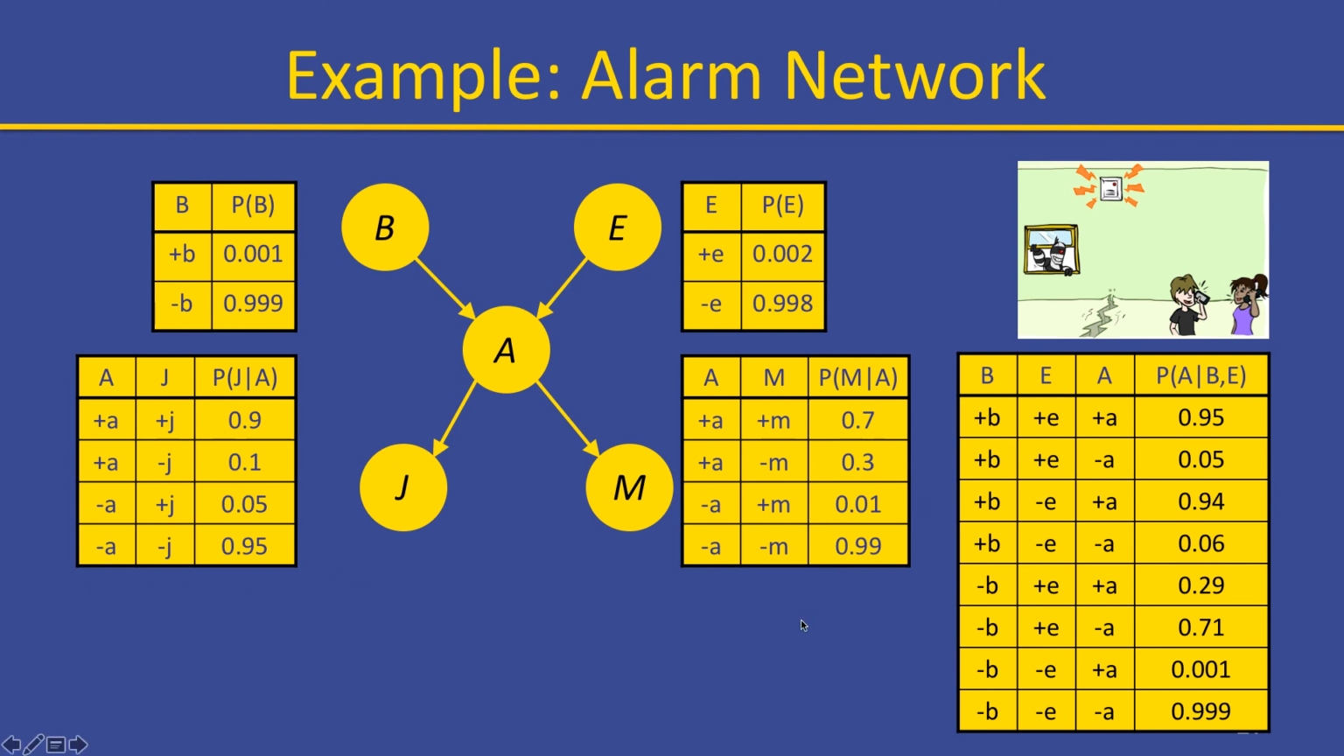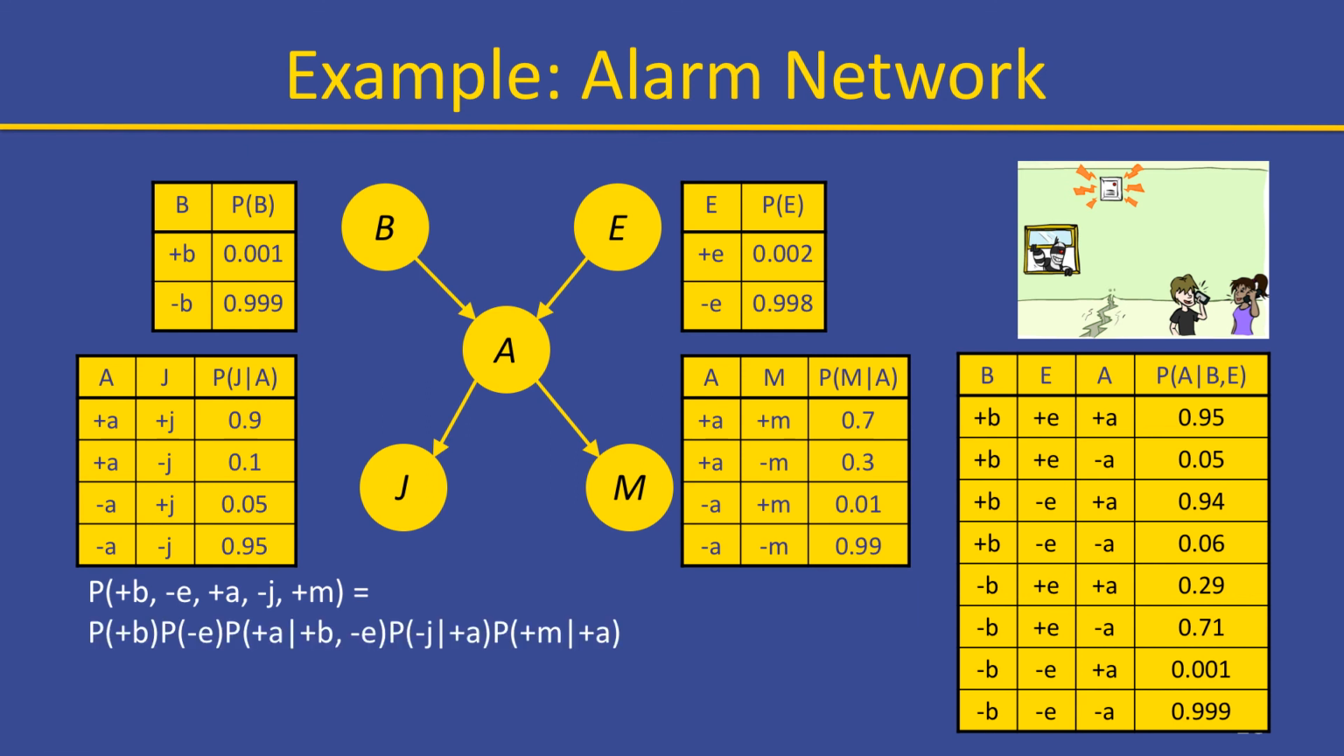So let's assume now that we need to compute P of plus B minus E plus A minus J plus M. This is a joint probability that there was a burglary, no earthquake, the alarm went off, John did not call, but Mary called. What is this probability here? Well, we're going to be able to compute it from the BayesNet, from the probabilities listed here in these tables. So the joint probability is the product of the local probabilities.